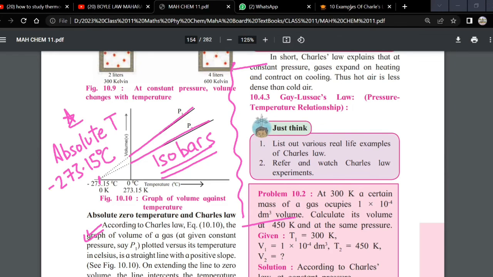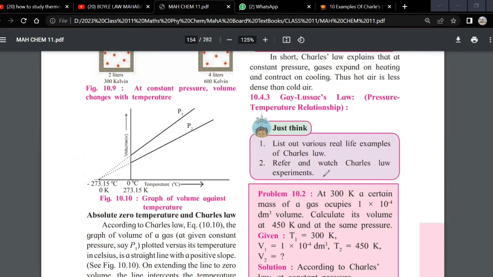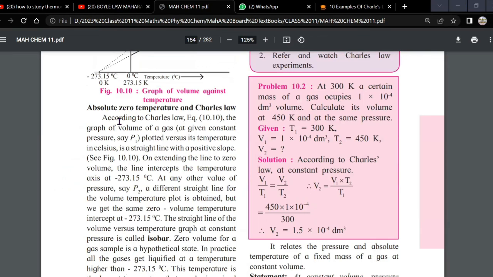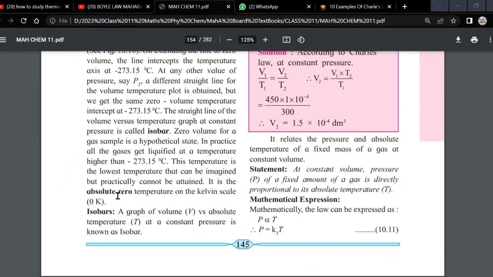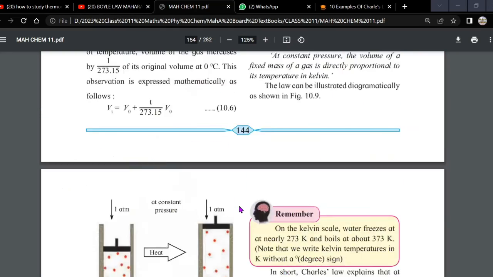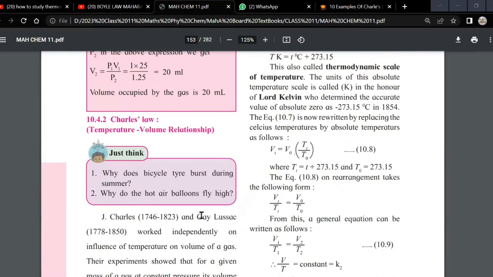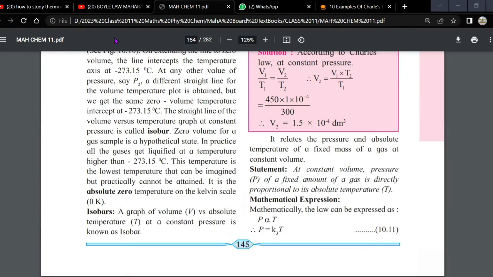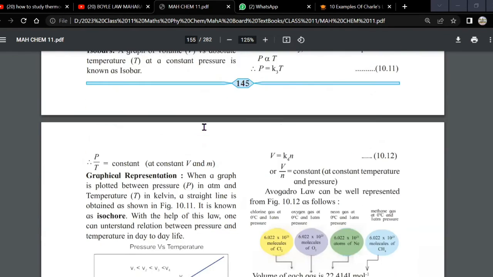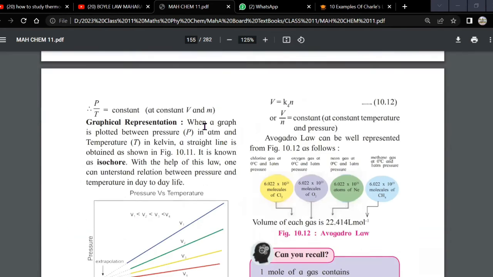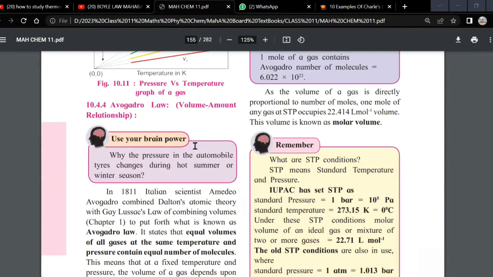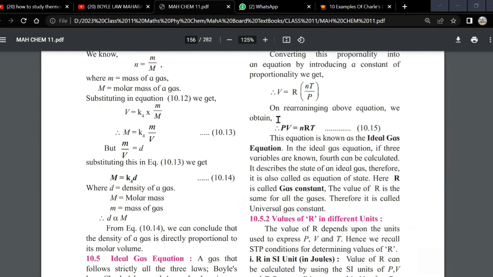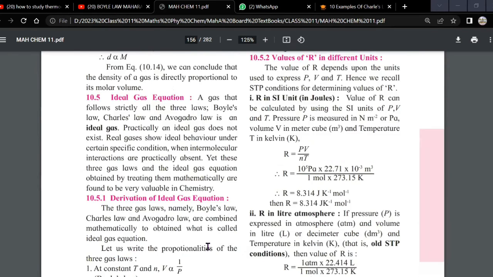So you'll have to read a bit. I will send you these two pages. Again, you'll have to spend some time, just 5 minutes, reading about absolute zero temperature, isobar, absolute zero. So a bit of theory from this part, and this part. That is it. And next time when we meet, we will do Avogadro's law, and we will also finish this ideal gas equation. PV is equal to nRT.